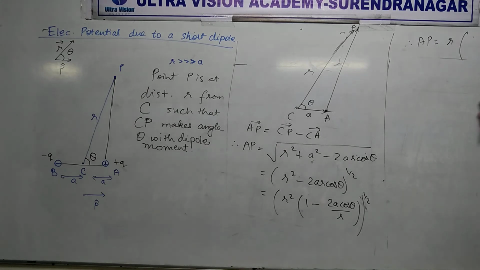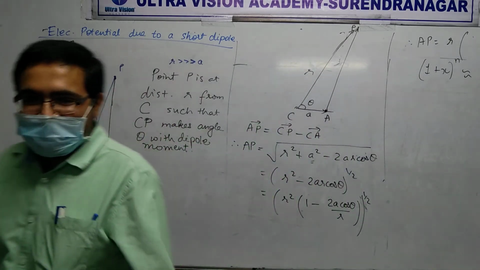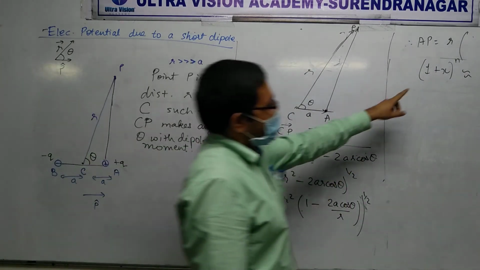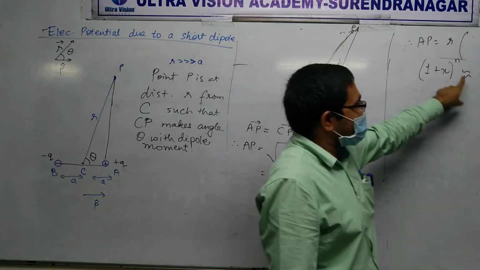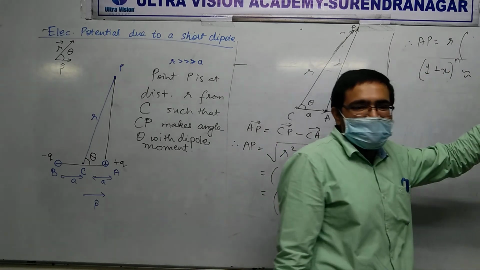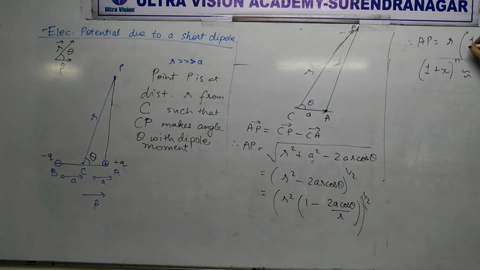No, we will not neglect them. We will do this. Do you remember this? We have learned it in gravity. It is called binomial approximation. Right? When x is very small compared to 1, we can write (1 plus x) raised to n as approximately 1 plus nx. Instead of plus, if it's minus, don't worry, you have to write minus.